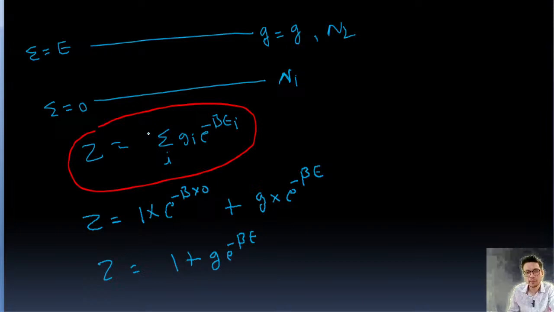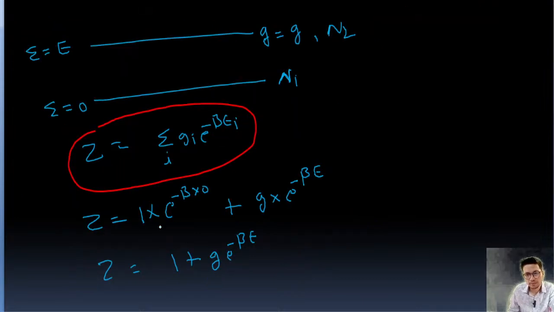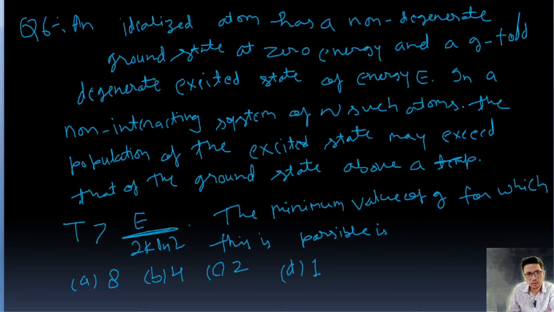Now we'll find the probability for the ground state. P1 is very simple: the probability for the ground state is this value, e to the power minus beta times 0, upon the partition function.